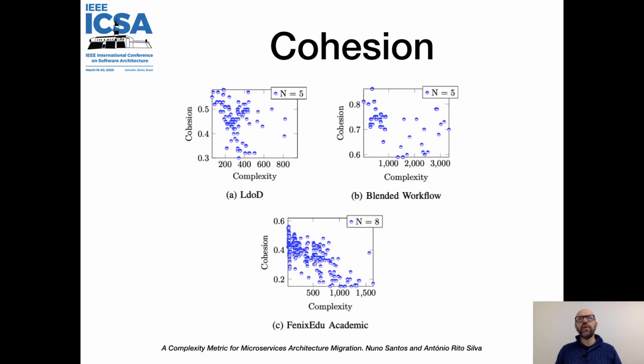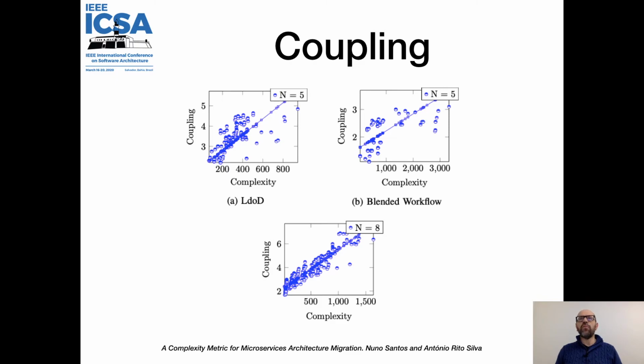When you compare these, we see that in terms of cohesion, we cannot identify a correlation, although in most of the cases, each one of these dots, now we are just comparing for when the number of clusters is 5, represents a combination of the values for the similarities, and we can see that in most of the cases, when you have a lower complexity, you have higher cohesion. But for instance, in the blended workflow, we see that there are several cases where we can have high cohesion and high complexity. When we compare with coupling, they look more correlated, in the sense that more complexity means higher coupling, which makes sense.